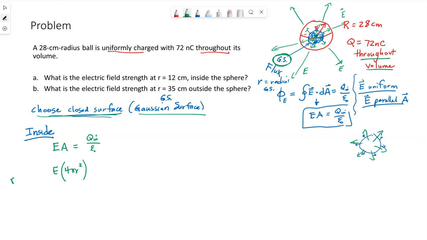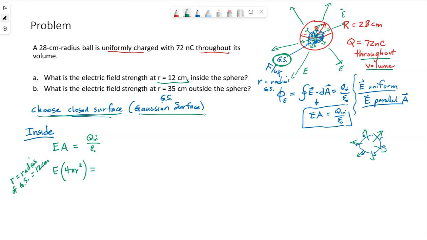So lowercase r is the radius of the Gaussian surface, which essentially for part A is 12 centimeters. We draw our Gaussian surface such that the electric field is passing at the point we're trying to find the value of the field at. So since part A is asking us to find the electric field at that point, we're going to say r for our Gaussian surface is 12 centimeters. I'm not going to put the value in until the end.